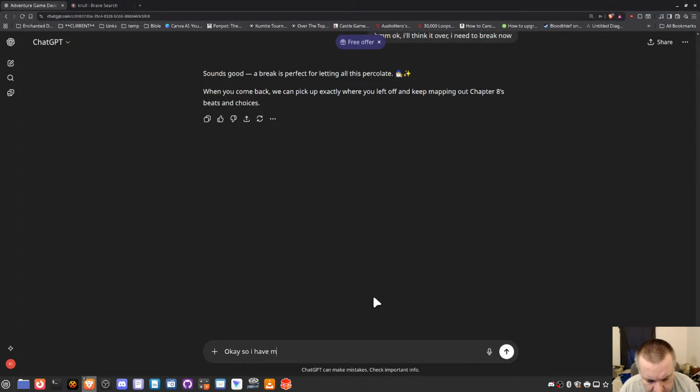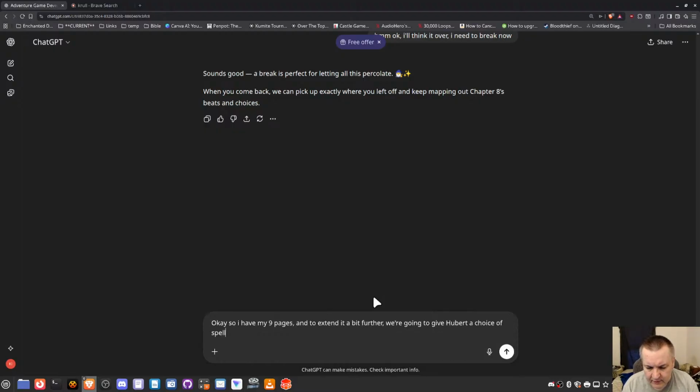Okay, so I have my 9 pages, and to extend it a bit further, we're going to give Hubert a choice of spell to distract or take care of the guards. If I add 3, that's 12 pages, and any more if I can think of them, we'll add more pages.